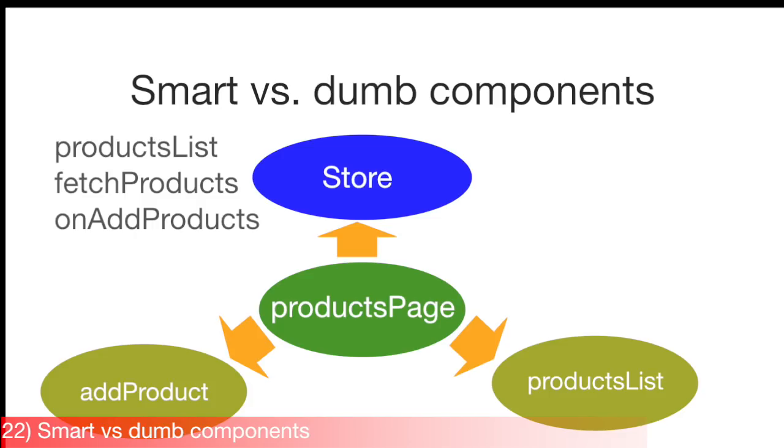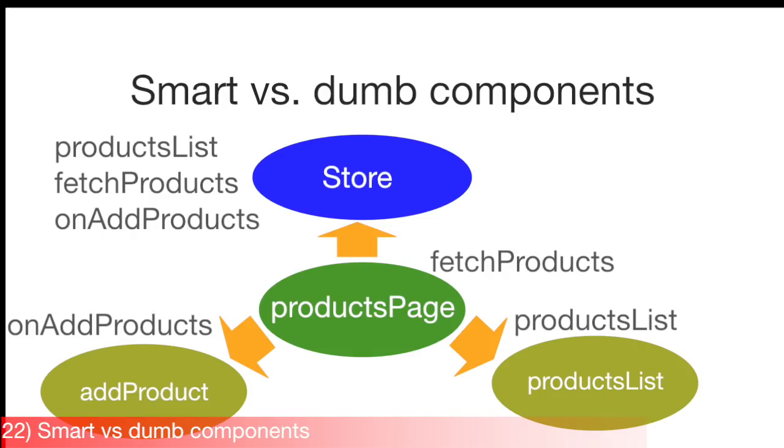The ProductsPage component will pass the products list to the ProductsList subcomponent, and the onAddProduct action creator to the AddProduct subcomponent. And the ProductsPage component will be the one that calls fetchProducts. In a Redux app, we want to try to minimize the number of smart components that we have, so we know which one place to go to find all of the logic for getting the state and the actions.